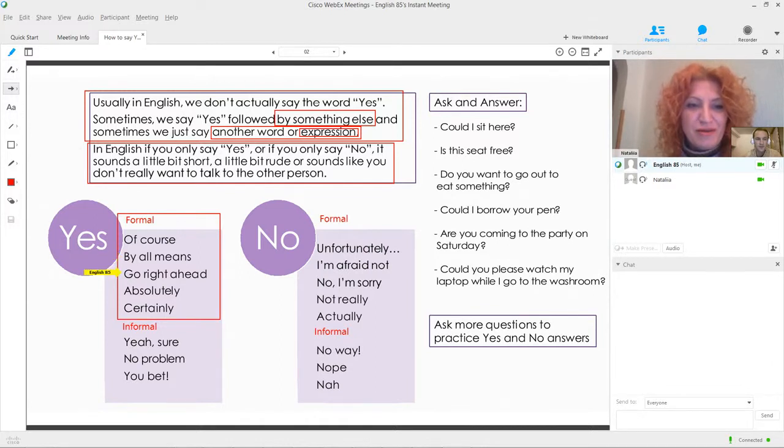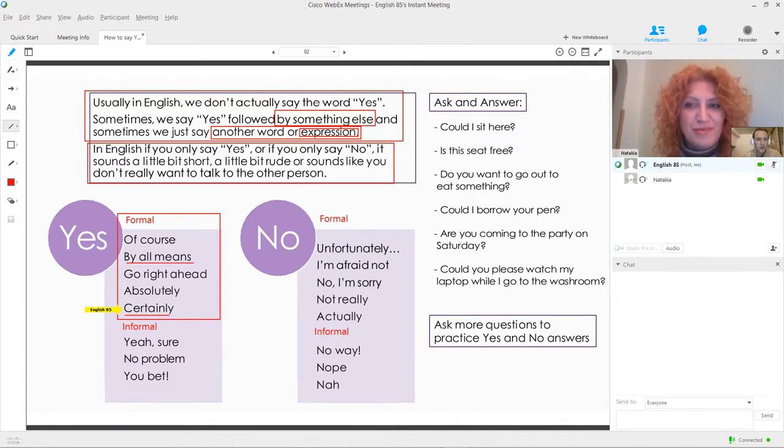Go right ahead. Absolutely. Certainly. Okay. So which words don't you know? These last words. Yeah, certainly. By all means. Yes, too.